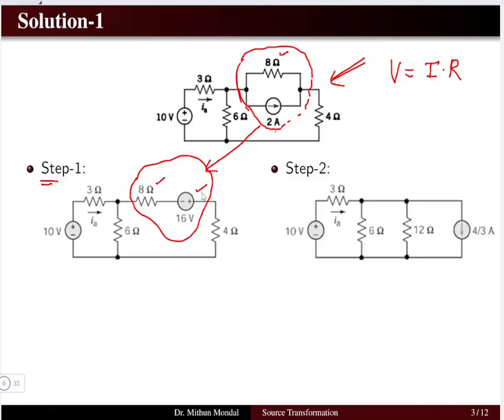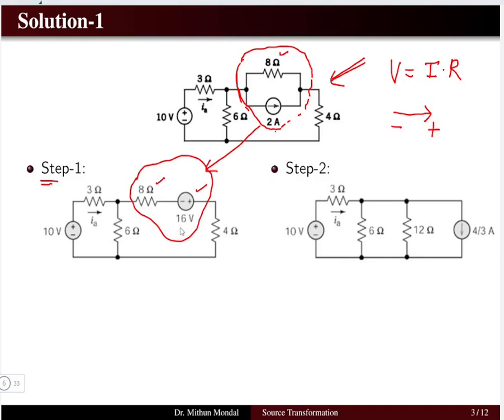Now the terminal of the voltage source will be decided by the arrow of the current source. I have said that the direction of the arrow will be such that the arrow head will point to the positive terminal, and this will be the negative terminal.